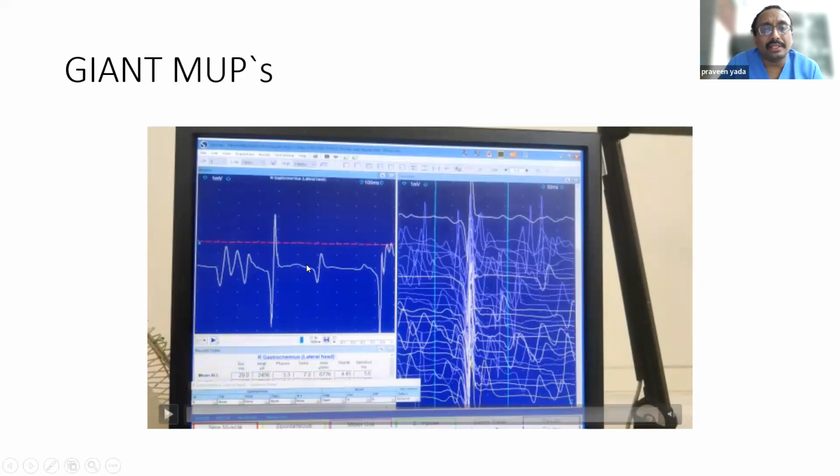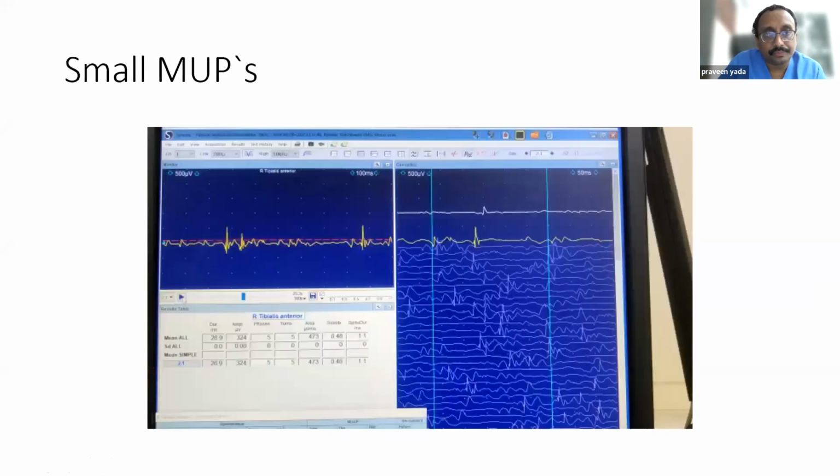One important thing about EMG is that you should get tuned to the sound we are hearing. Until you have a crisp sound, keep on shifting the needle up and down, not much rotating, till you have the good sound. Once you have that crisp sound, it means that you are properly in the muscle and you should do the recording.